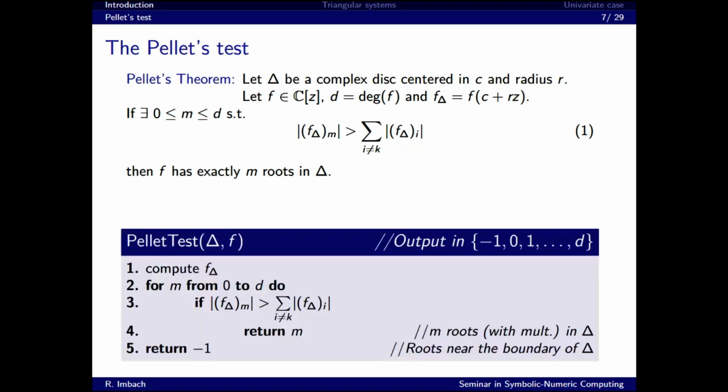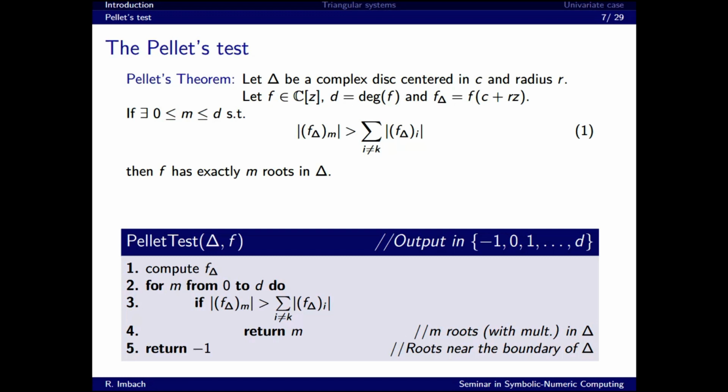But here, I consider a simple version of this theorem, and I derive from it a test. It takes as input a complex disk delta and a polynomial. We first compute f delta, and then for each index corresponding to coefficients, we check if this inequality holds. If it does, we return the index m, which means that there are m roots counted with multiplicity in the disk. If there is no m so that this inequality holds, we return -1, which means that there are roots near the boundary of delta.